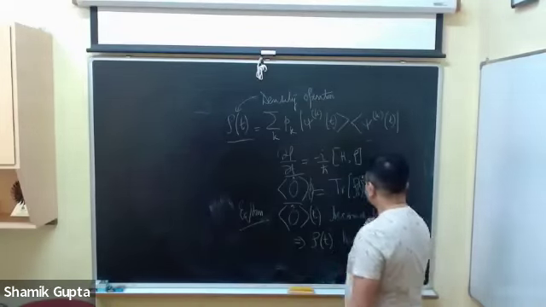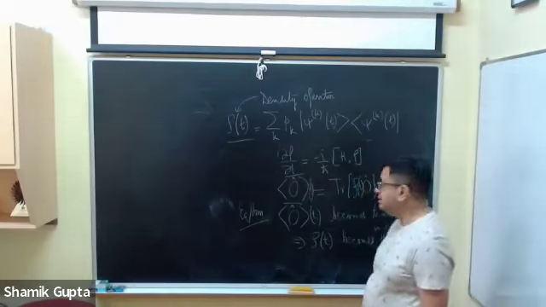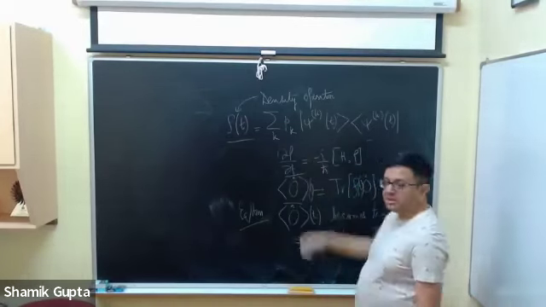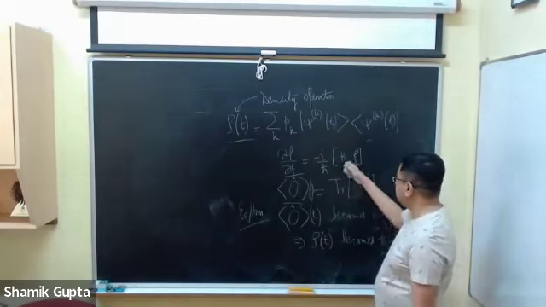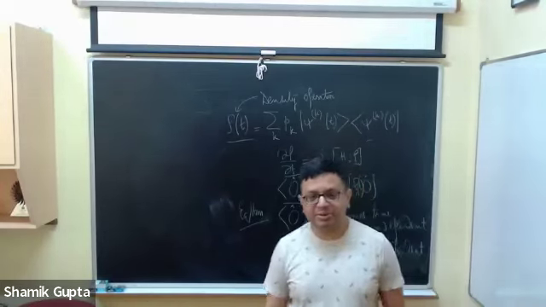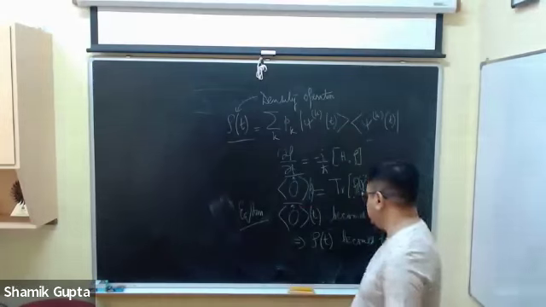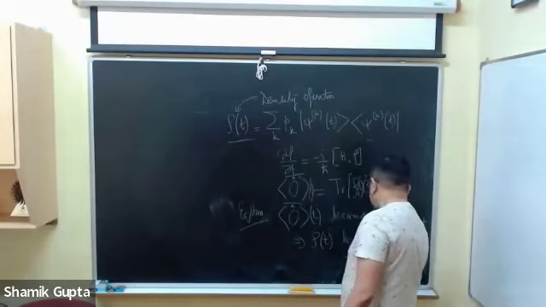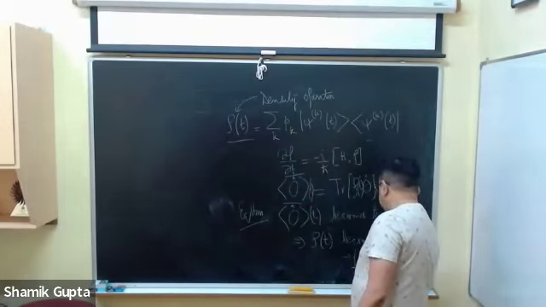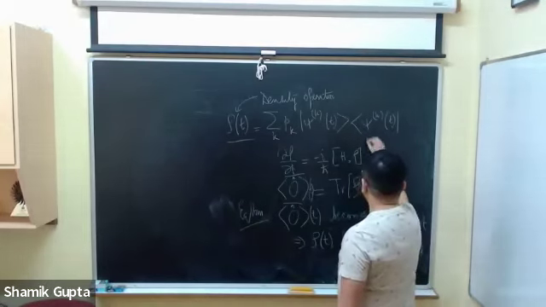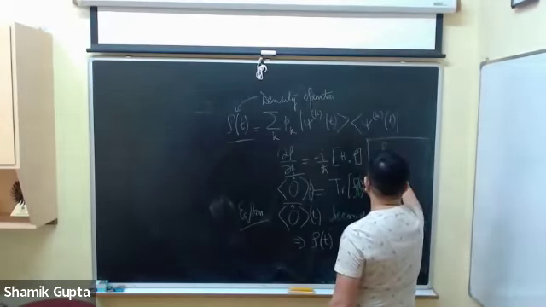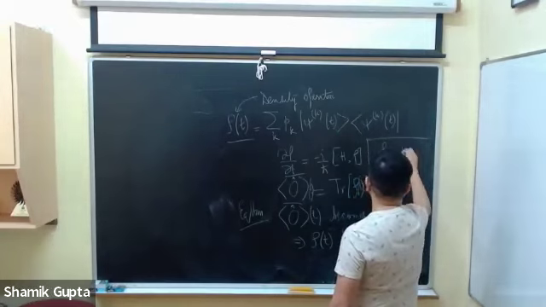How can ρ become time independent? ρ can become time independent only if it commutes with the Hamiltonian. So it becomes time independent. I call it ρ equilibrium. And what does ρ equilibrium satisfy? ρ equilibrium satisfies this equation.